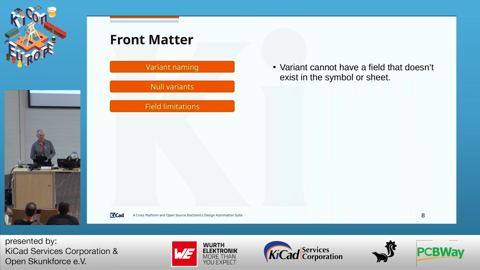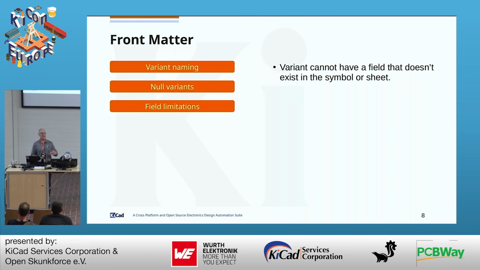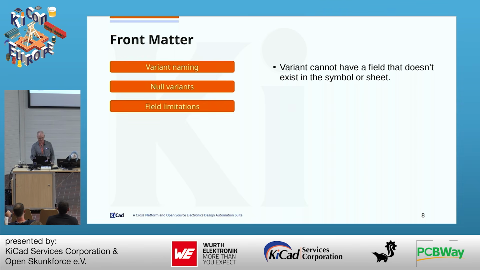Field limitations. If the base symbol doesn't have a field, or the sheet doesn't have a field, you can't do a diff on it. It has to have the field to do a diff, like a manufacturer's part number. You can't have a manufacturer's part number field in a variant and not in the base object or the base design.